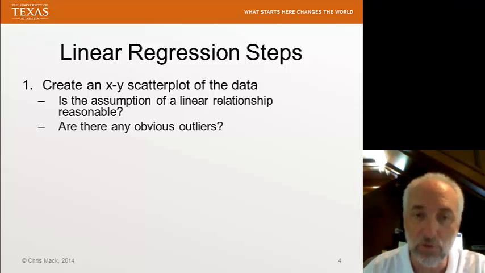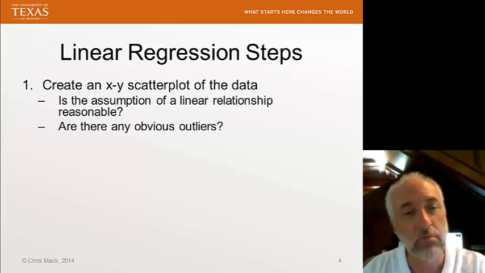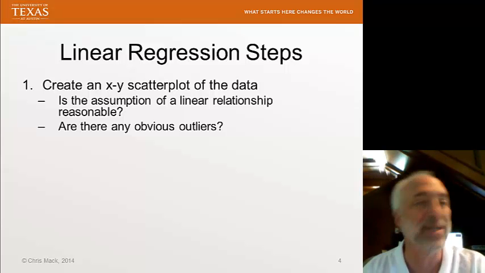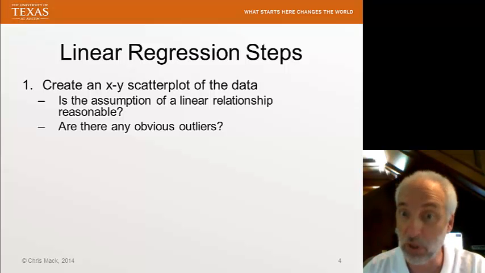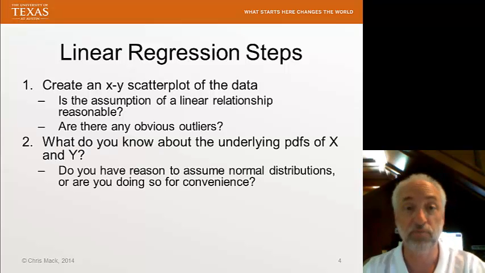I'm not going to go through in this class much detail on how to define carefully or rigorously what an outlier is, but keep in mind that you may have to if you see some data points that look like they don't belong in this relationship.